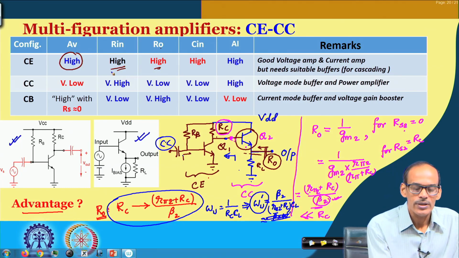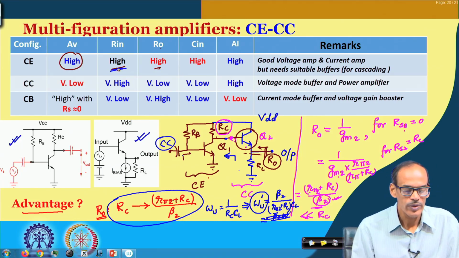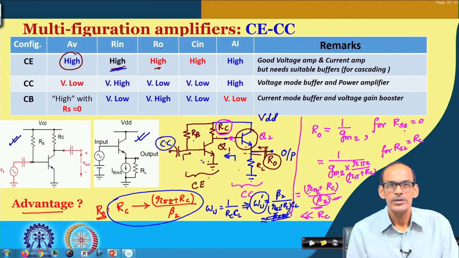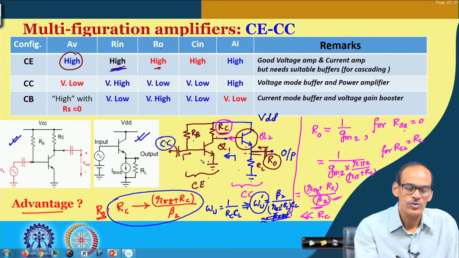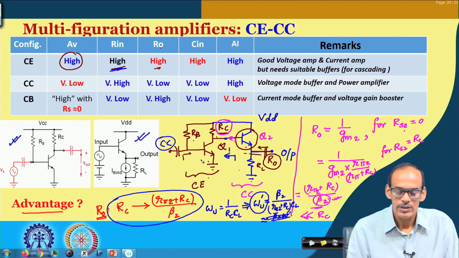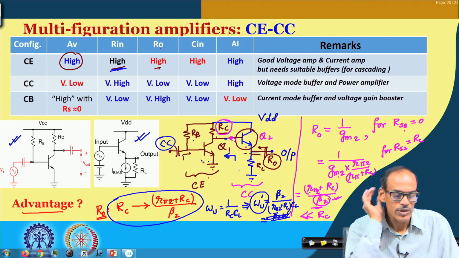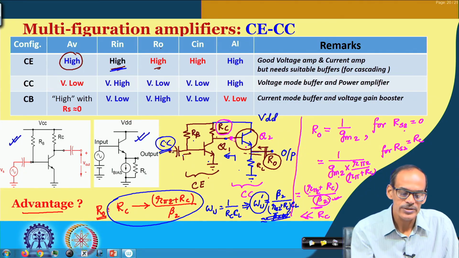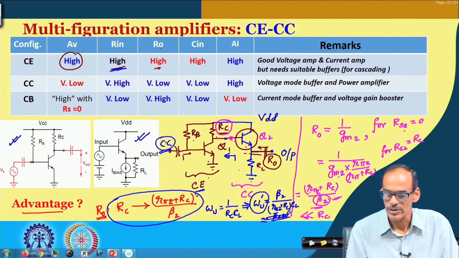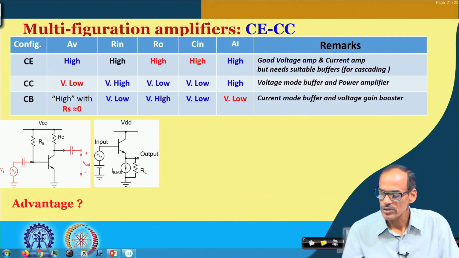Even though we have the input resistance, namely R B and R pi, if we are not really happy with that and want to further increase it, then we can mix this CC configuration before the CE stage. So, in the next slide, we will be having CC followed by CE.